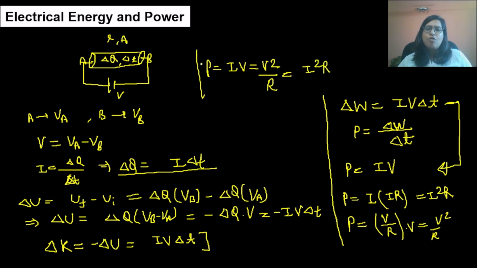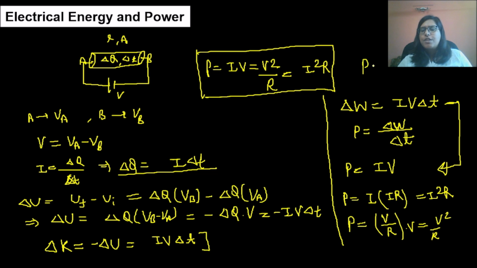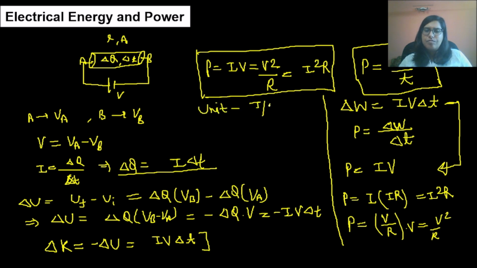So remember this formula, and remember this formula also. P equals work done in unit time, and the unit of P will be joule per second, or watt.